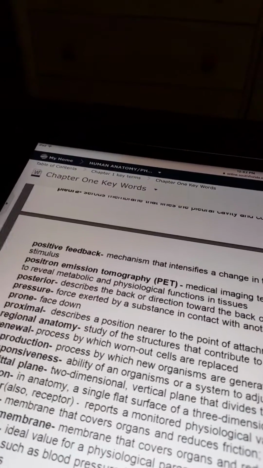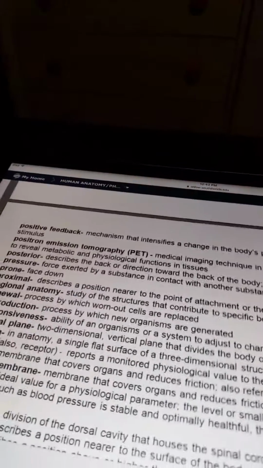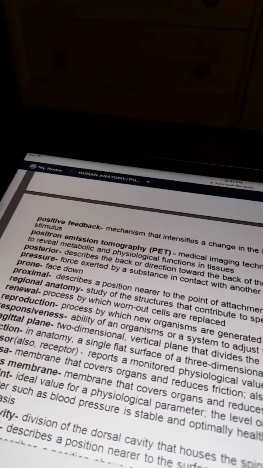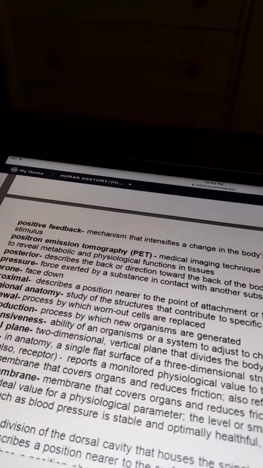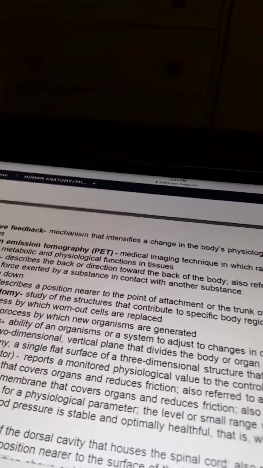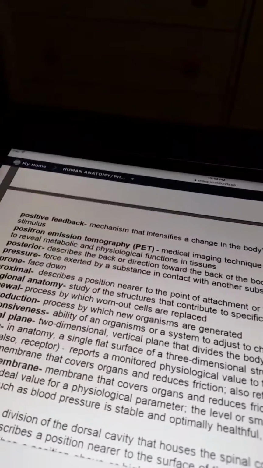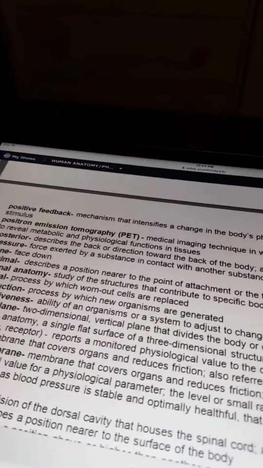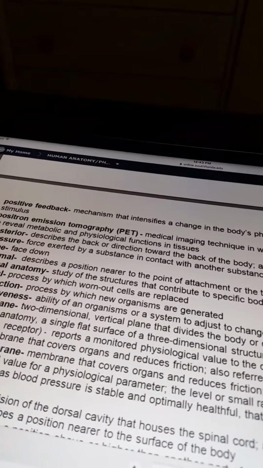Renewal, process by which worn-out cells are replaced. Reproduction, process by which new organisms are generated. Responsiveness, ability of an organism's or system to adjust to changes in conditions. Sagittal plane, two-dimensional vertical plane that divides the body or organ into right and left sides.